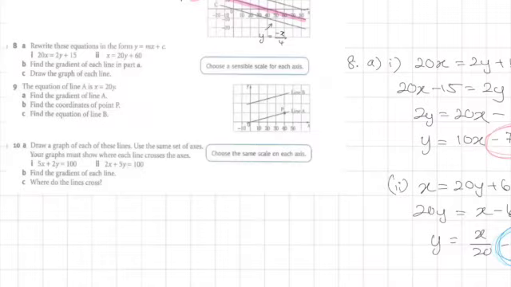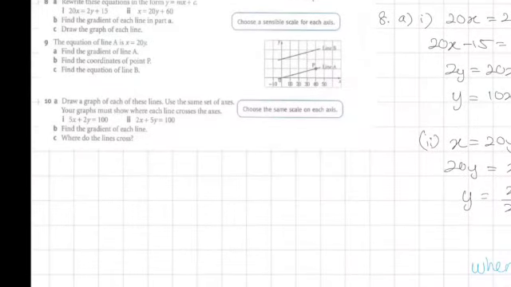Okay, so let's look at number 9. Find the equation of line A. The equation of line A is x equals 20y. Find the gradient of line A. So let's rewrite that: y is equal to x over 20. So the gradient will be 1/20.